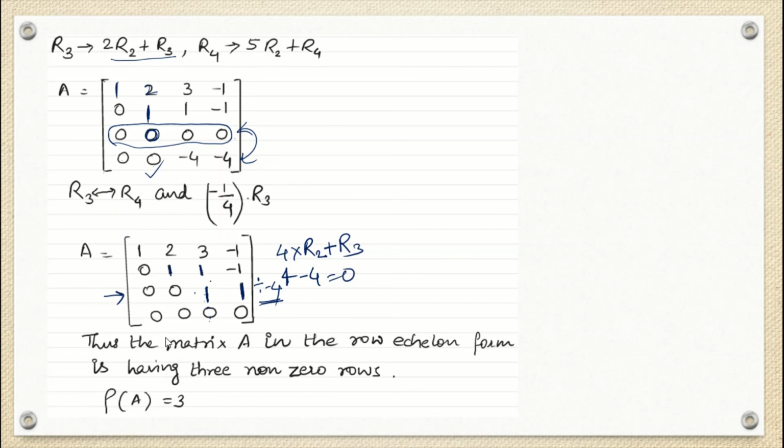That means the rank of this matrix is 3. Total 4 rows were there and one row is having all 0 elements. Total 3 non-zero rows are there. And the rank of the matrix is what? I just have to count the non-zero rows in the echelon form of the given matrix. Fine. So here we got that the rank of the matrix is 3.